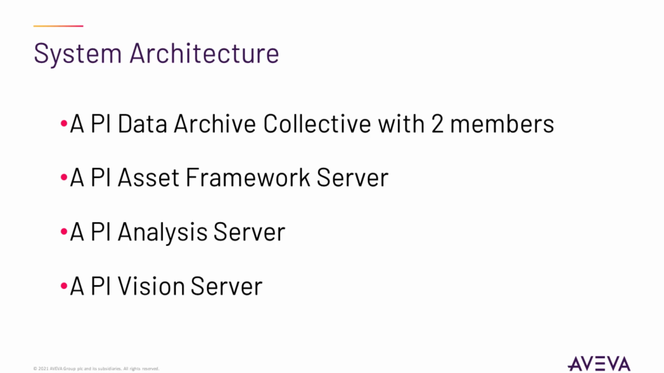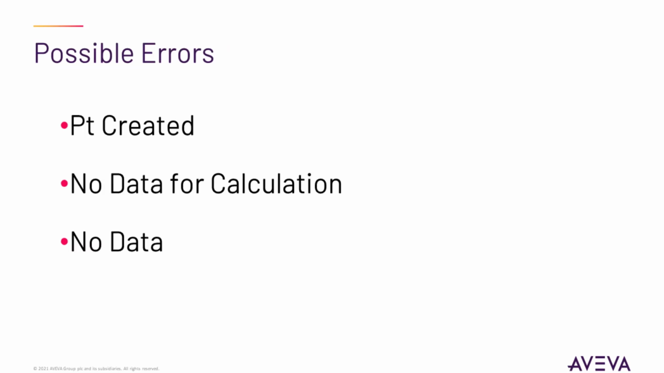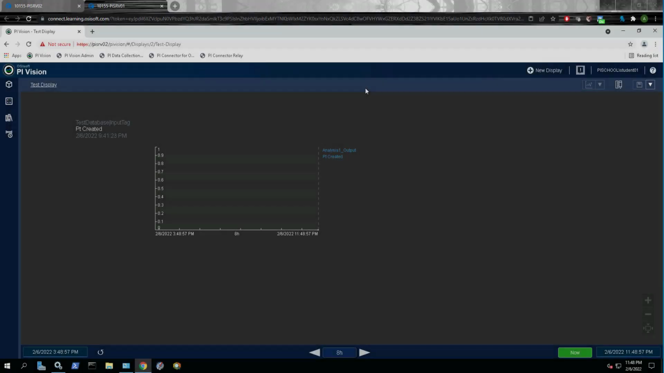In this video, we'll be going over a common problem where PyVision is showing three errors that can be linked to the same problem. The errors are point created, no data for calculation, and no data. For my example, I am using point created. As you can see, the data is coming from an analysis output, and the input for that analysis comes from an attribute in the same database.